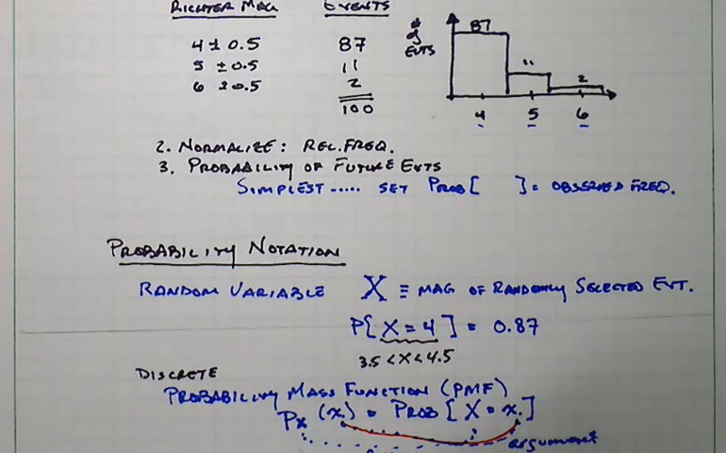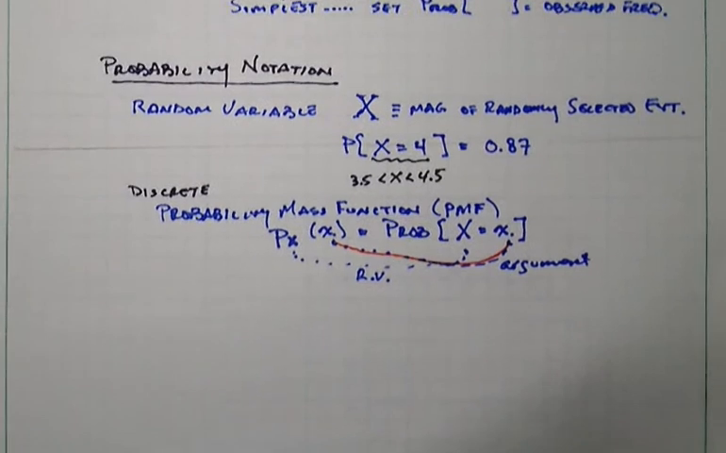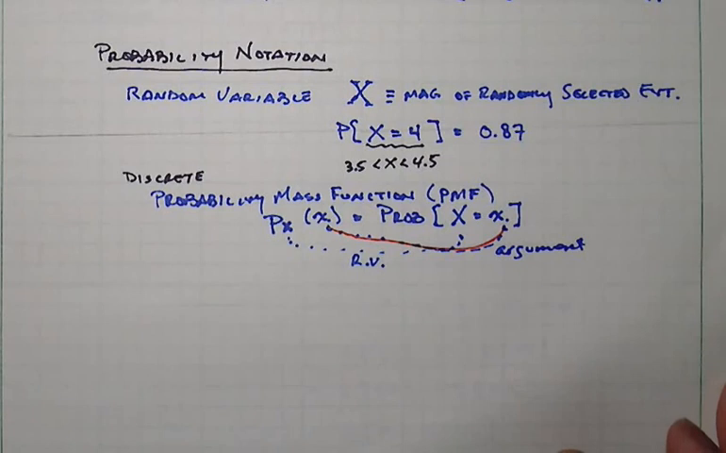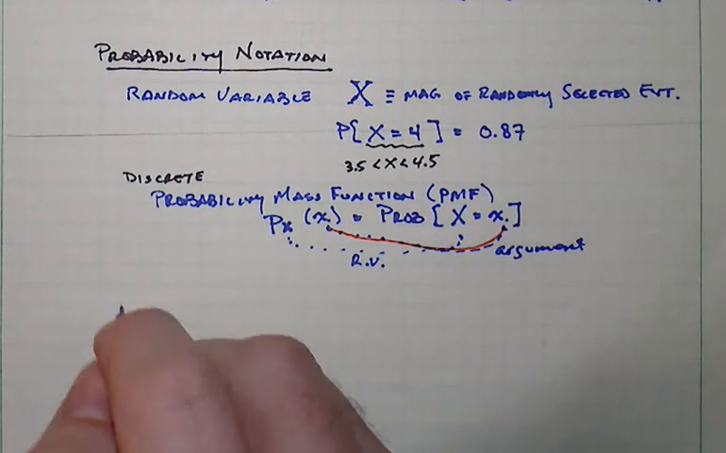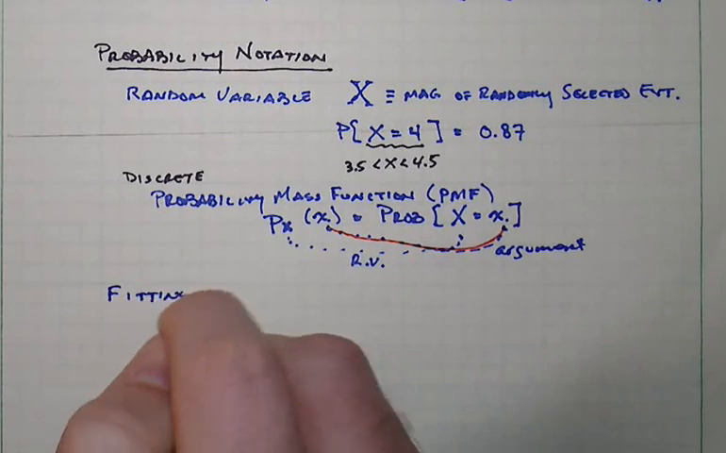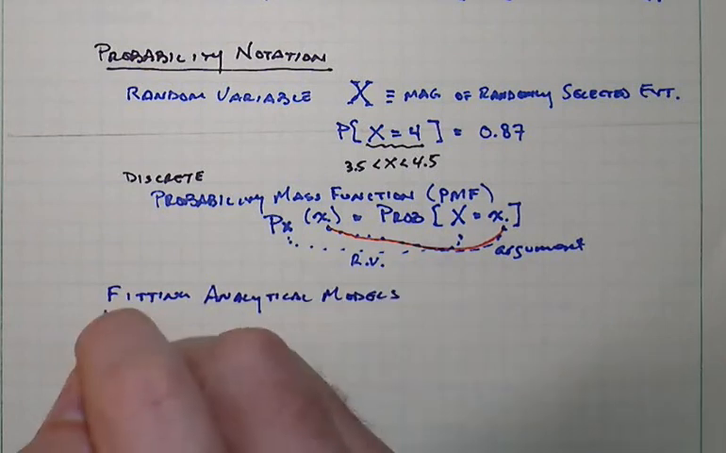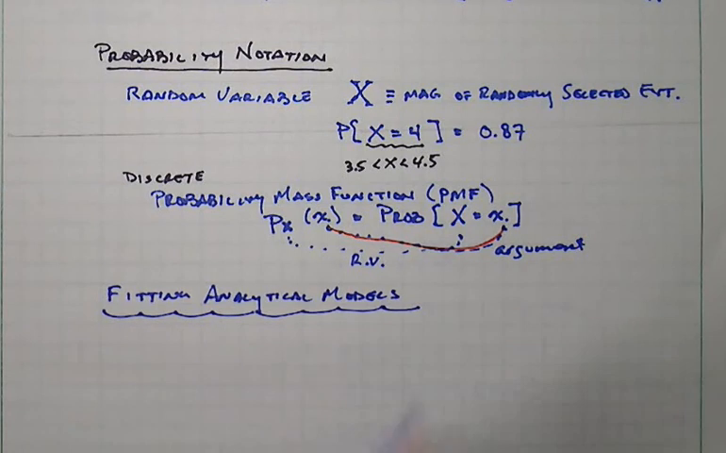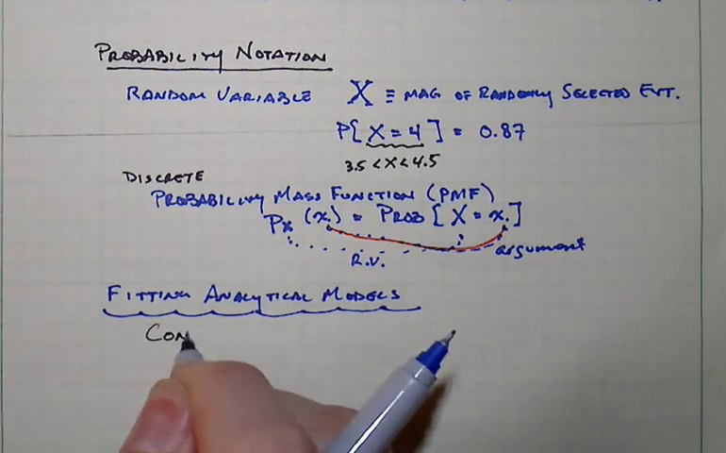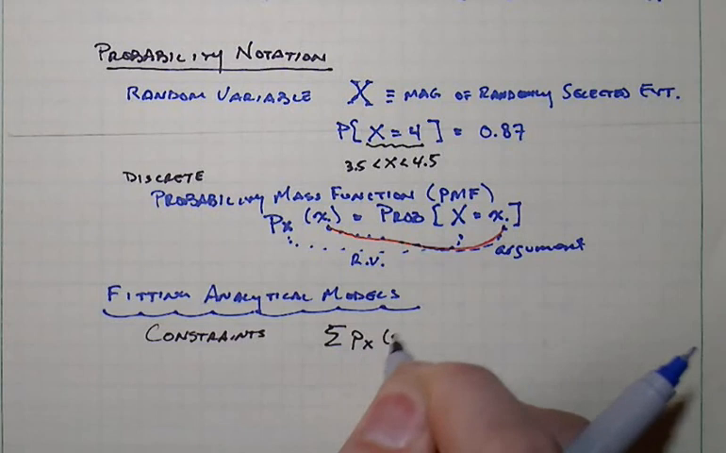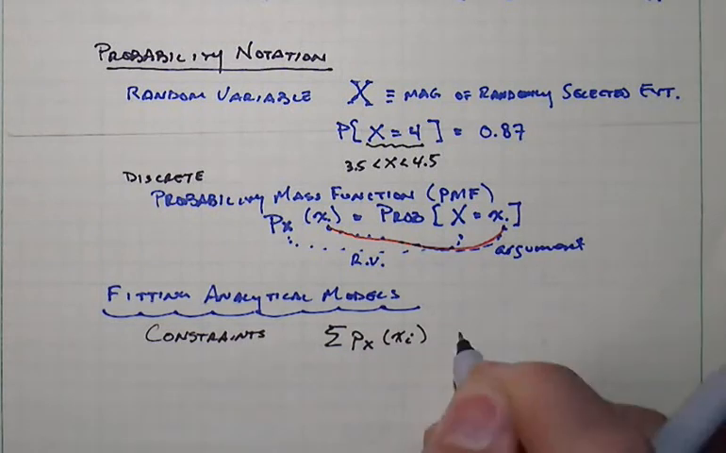Now, in terms of why we're doing any of this, you're either trying to understand what's happened in the past, or you're trying to predict what is going to happen in the future. And with earthquakes, it tends to be that. We're trying to make some sort of prediction about the future. So we get very interested in how to fit analytical models, because that's what we'll use to make those predictions. And one of our constraints when we do that fitting exercise is that if we sum all of our probability masses over the possible outcomes, that total probability has to be 1.